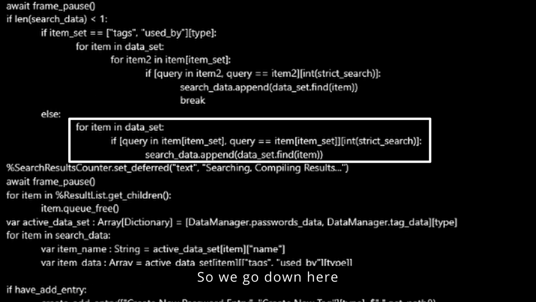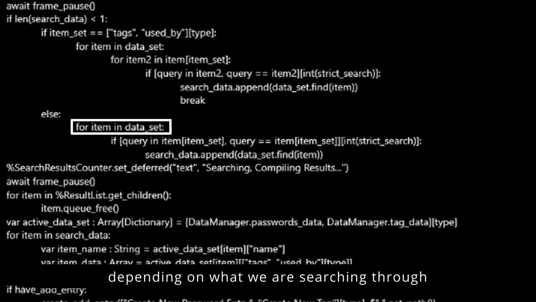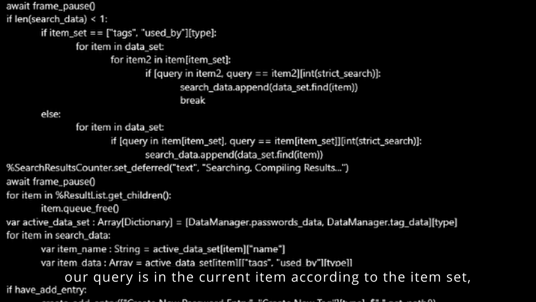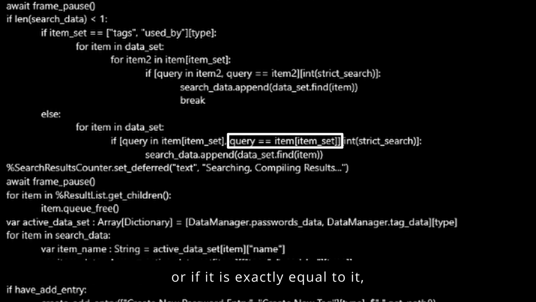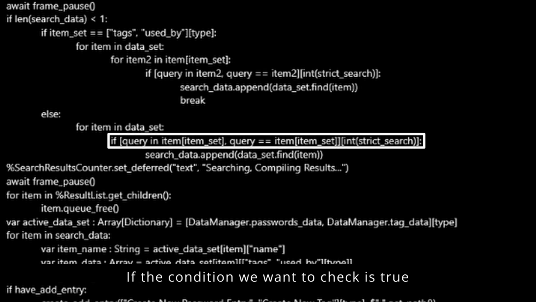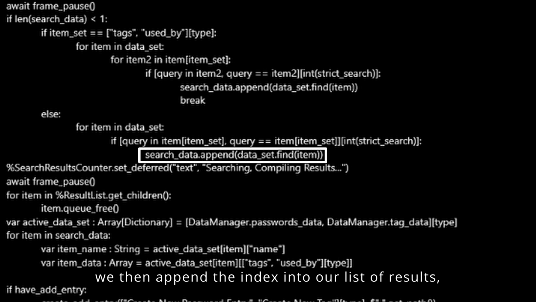So we go down here, for every item in either passwords or tags, depending on what we are searching through, let's say passwords. Then for every item we check either if our query is in the current item, according to the item set, or if it is exactly equal to it. This is depending on if we have strict search enabled. If the condition we want to check is true, we then append the index into our list of results.